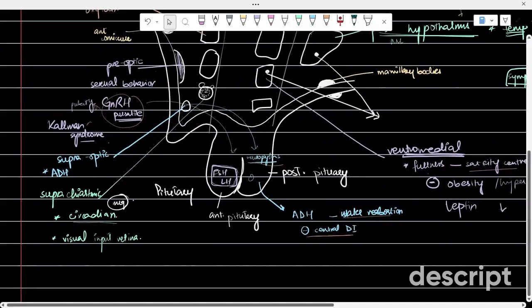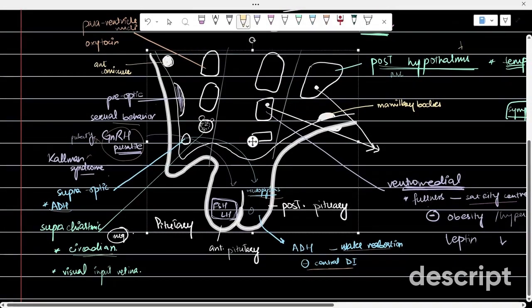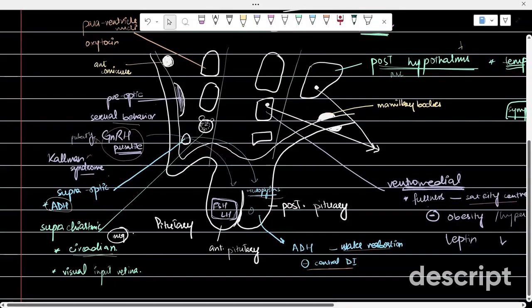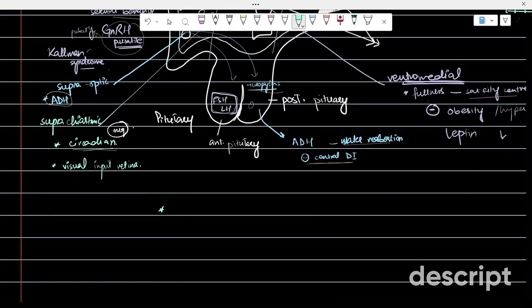Other than that, we did suprachiasmatic nucleus, which was responsible for circadian rhythm, preoptic for sexual behavior and GnRH release, supraoptic for ADH, and then paraventricular for oxytocin. So this was all for hypothalamus. At the end, I would like to add another bonus MCQ point, which is that we often encounter an opioid peptide which is released from this part of brain and is associated with pain, beta endorphin. We will discuss it in detail later on.